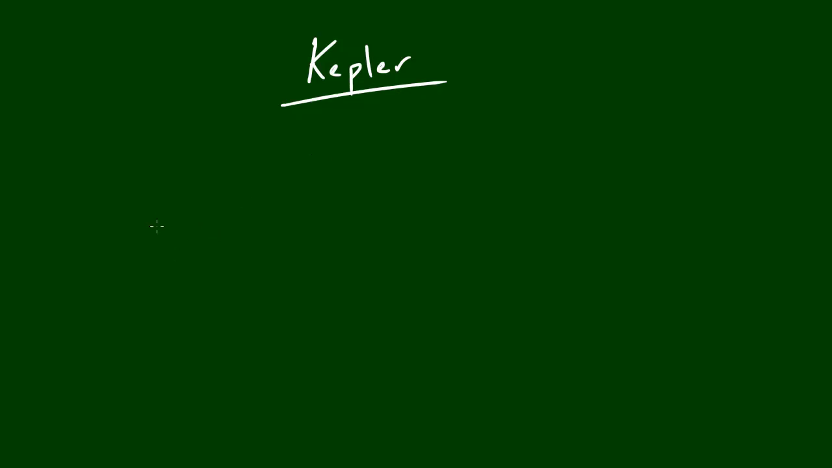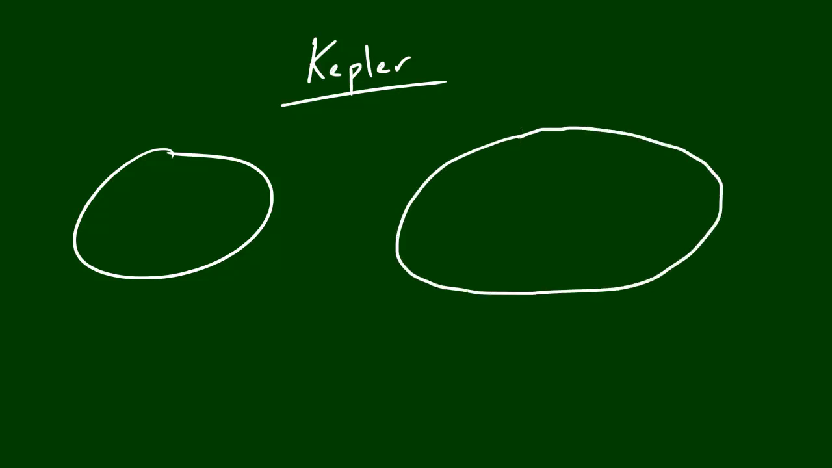So, contrary to what a lot of people believed back then, and actually a lot of people still believe this today, the planets don't orbit the sun in a perfect circle, according to Kepler. What he said is the planets orbit the sun in basically an oval shape, or kind of like a potato shape right here, but he said that they orbit the sun in a shape called an ellipse.